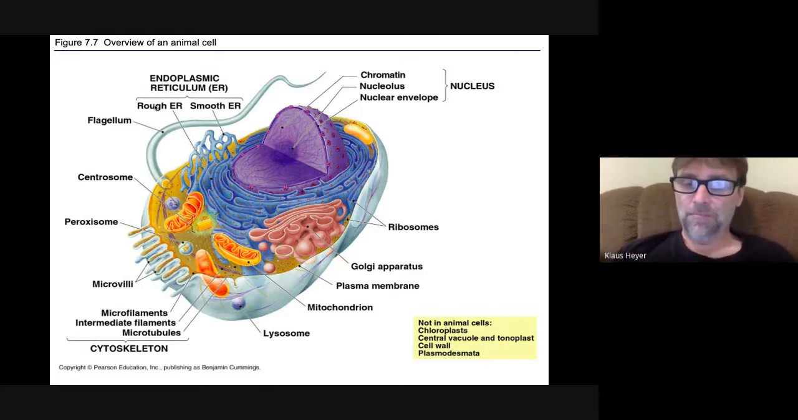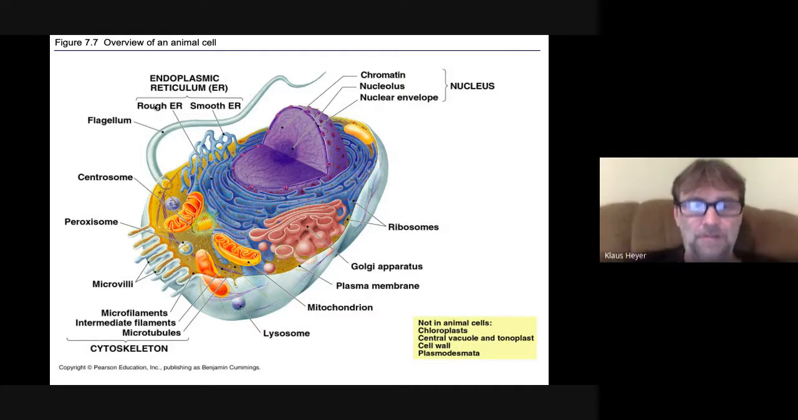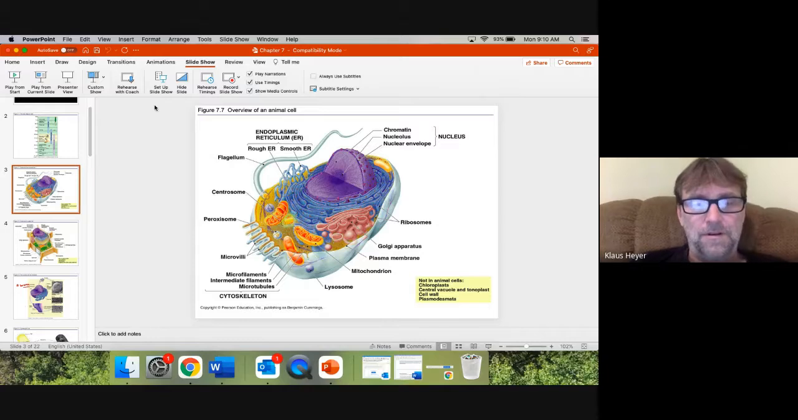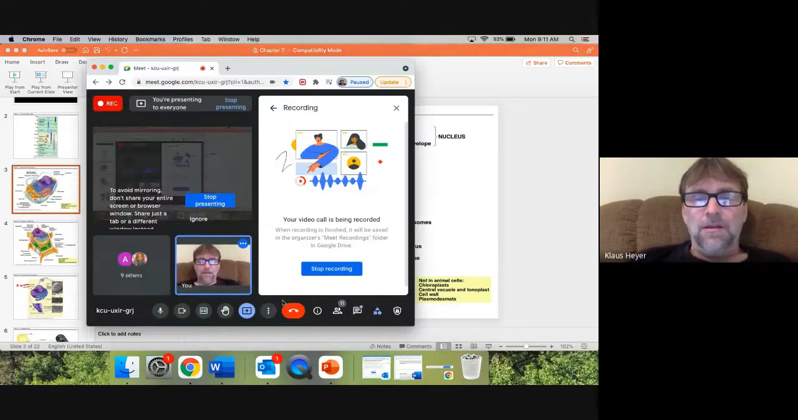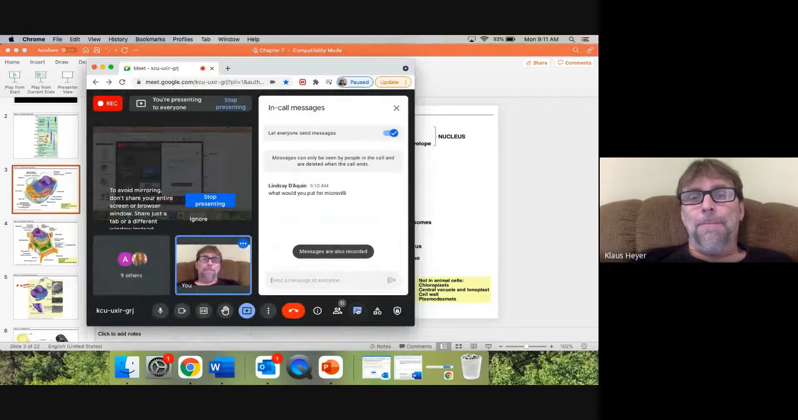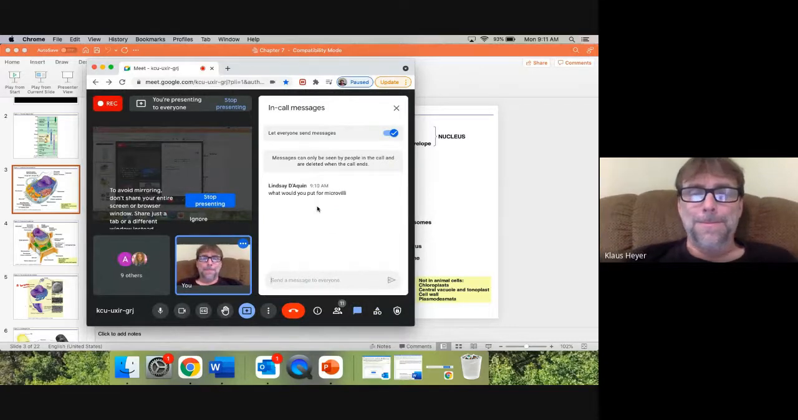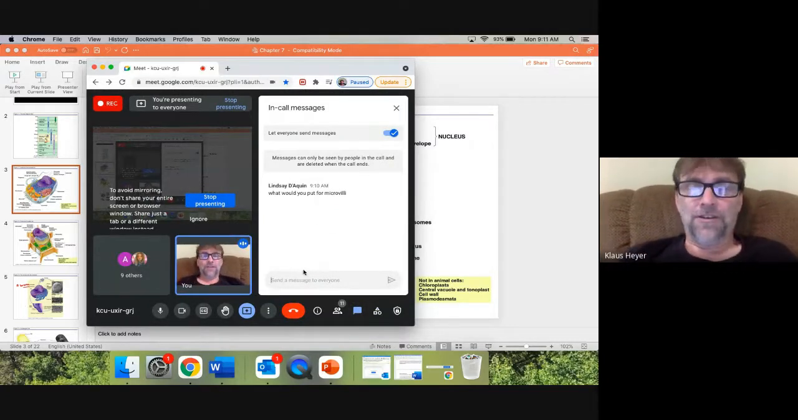So let's take a look at plant cells. Increased surface area.